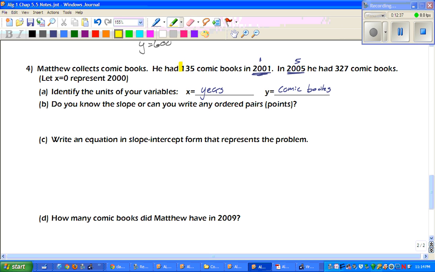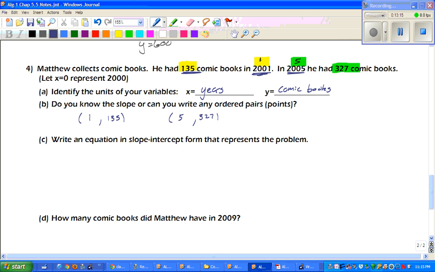So I'm going to highlight, since all they told us were points, let's go through. So we don't know what the slope is, but we do know 2 points. And remember, it goes x, y, x, y. So my first one, comic books, that's y. So there's 135, and then 1, and then years and comic books. There we go. Just so we had everything ordered correctly.